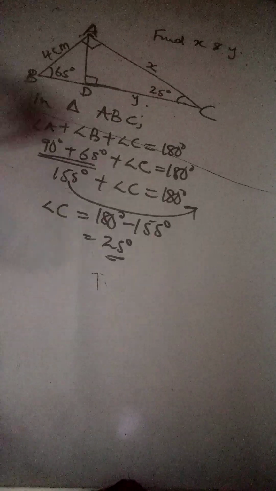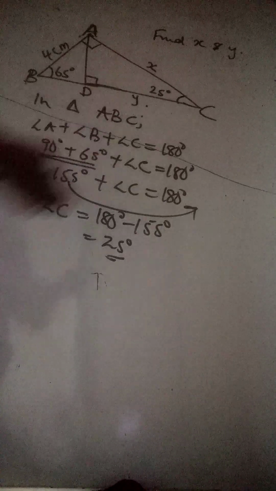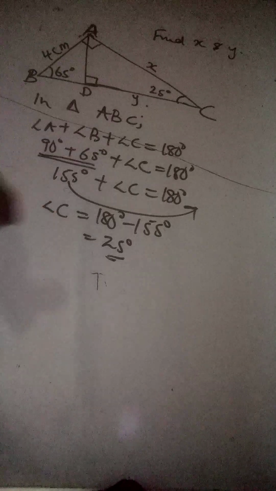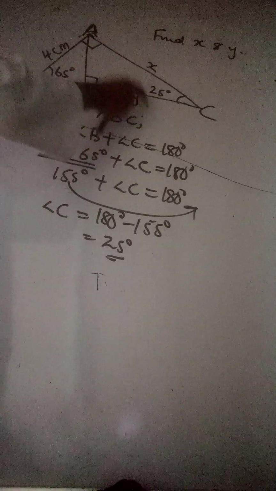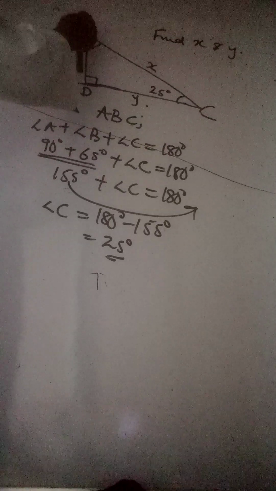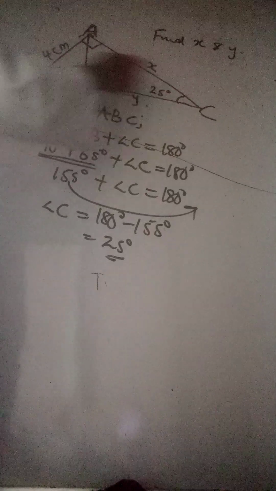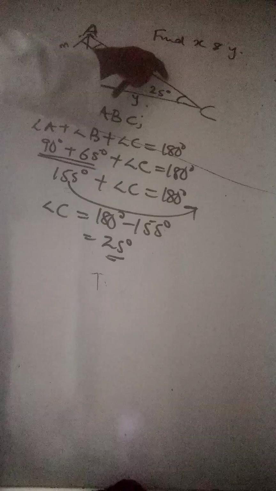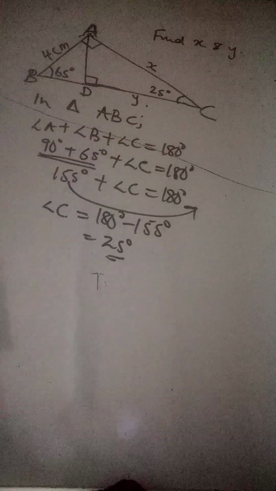Now, having gotten this, let's check which of X and Y can be easily found first. Of course, that is X. You know why? Because this side Y is within angle ADC, right angle triangle ADC. If you look at right angle triangle ADC, this is the only thing we know there. We don't know this side, this side, or this side. So we don't have much information to work with.